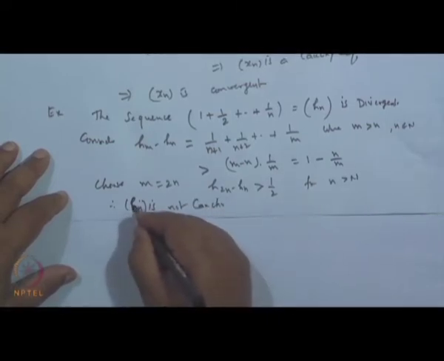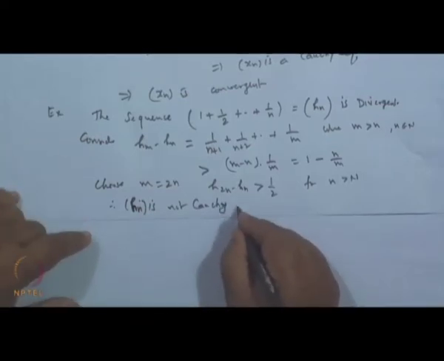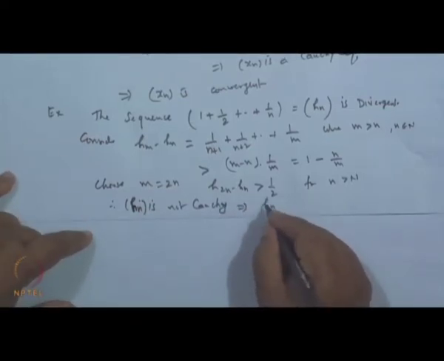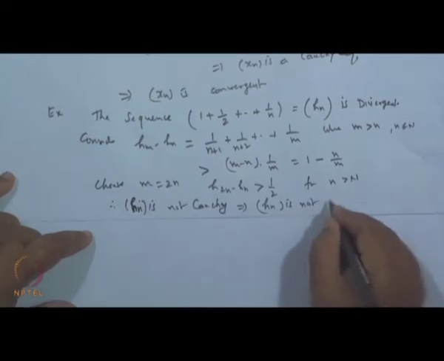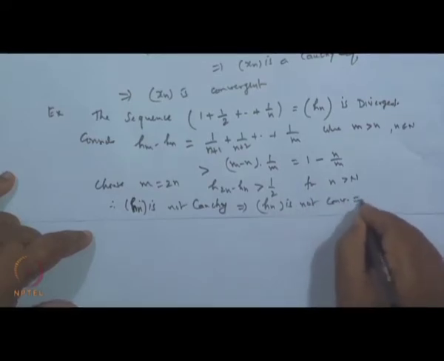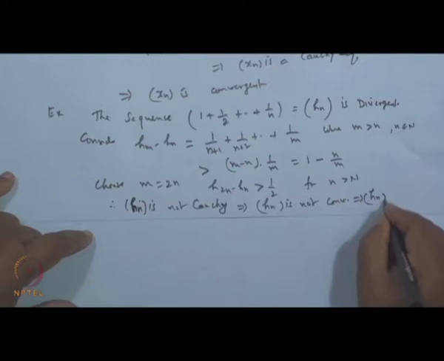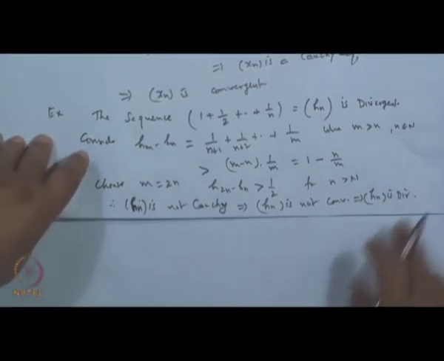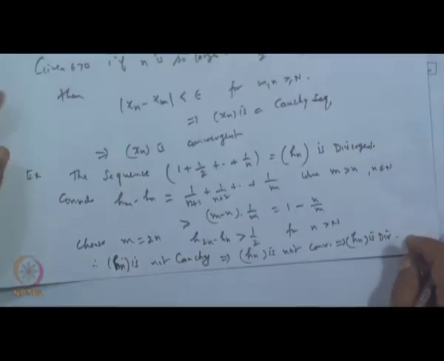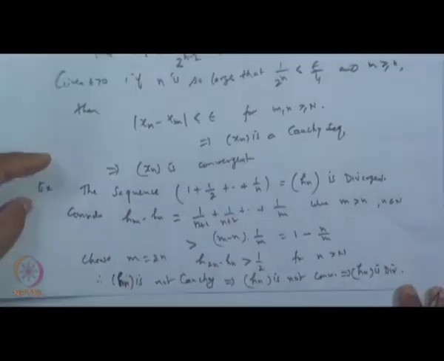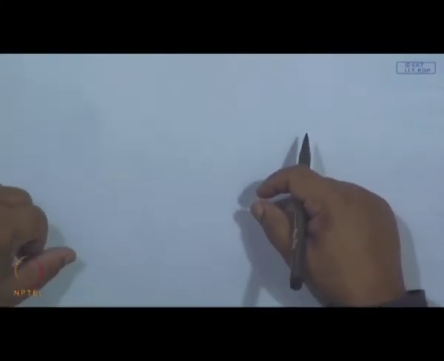So, once it is not Cauchy, it means the sequence h n is not convergent. So, it is diverging. That is what it is, and this is known as the harmonic series, which we will come to later in the discussion. Okay.